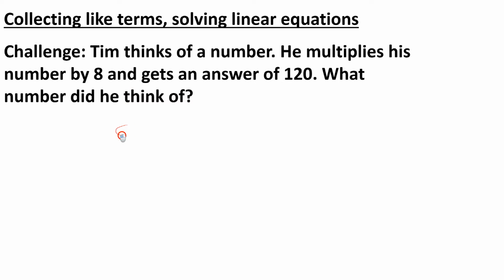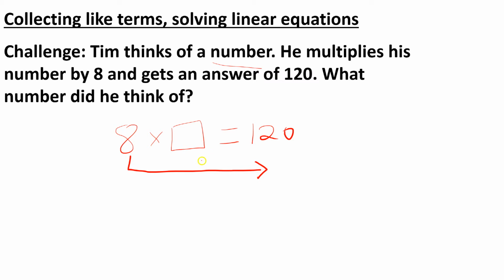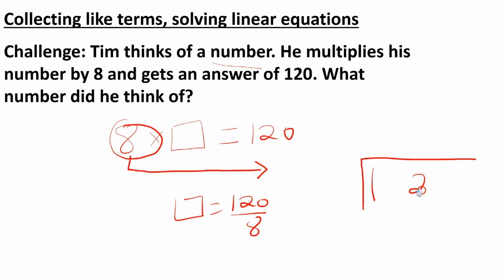So I'm going to write 8 times box, so that just represents the number that he thought of, and that's going to give me 120. To find what the number is, I need to do the opposite of multiplying by 8 and bring the 8 down to the other side of the equation, which will be a divide. So I have to do 120 divided by 8, which we can do using a bus stop. 8 into 1 goes 0, remainder 1, 8 into 12 goes 1, remainder 4, 8 into 40 goes 5, giving me an answer of 15.